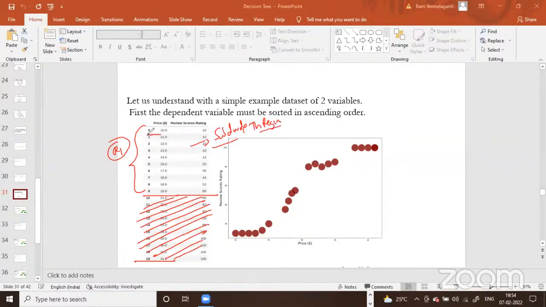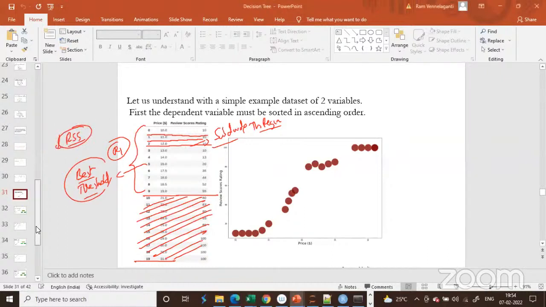So again, start from your first index point, second index point, third index point, like this you start and find out what is the best threshold value. Find out what is the best cutoff point, which can minimize your residual sum of squares. That is what you are going to do. So same thing we are doing here.